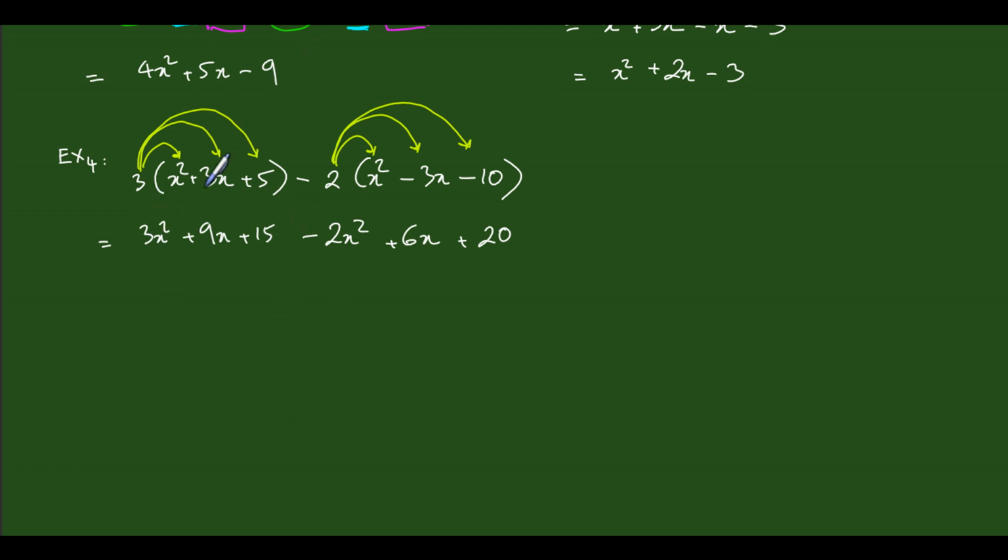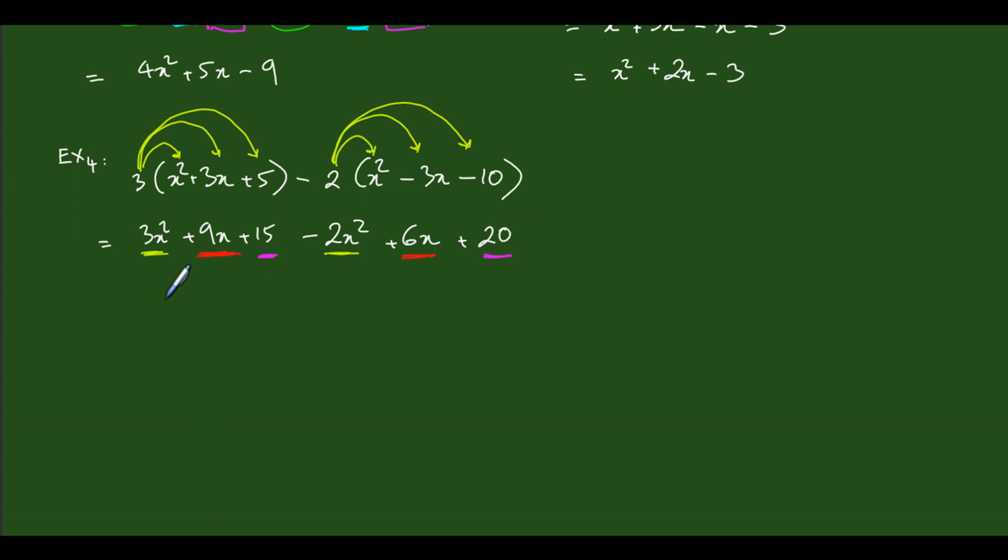Okay, so let's look for the similar terms. The similar terms I can see here are this one and this one. That's one of them. The second one will be this one and this one, right? And the last one will be the numbers. So it will be this and this, right?